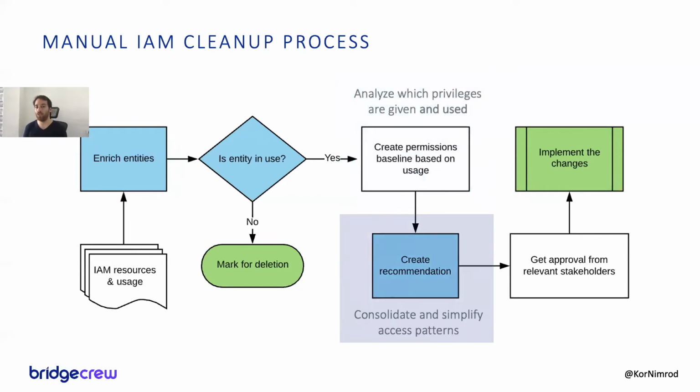The third thing is to create a recommendation. Great, so I have a list of privileges. Now I'm making the policies I want to put on, or maybe creating the groups that I want to give to support all the users I have in the account. And then finally, I need to get approval from the relevant stakeholders. We don't want to surprise anyone by the changes that we make to the account. And finally, just implement the changes.